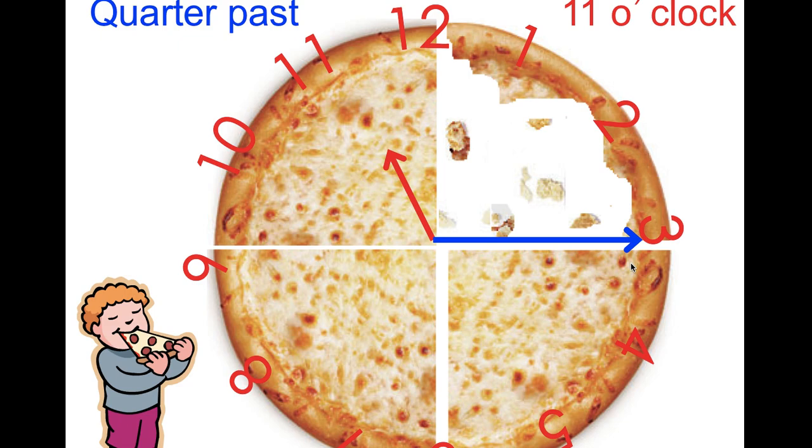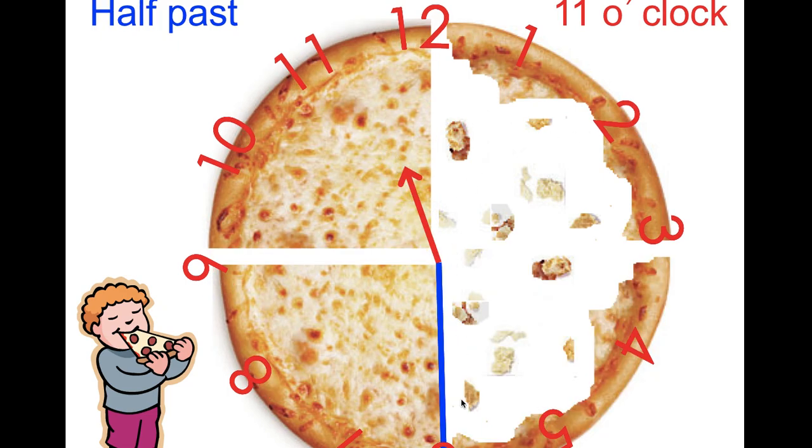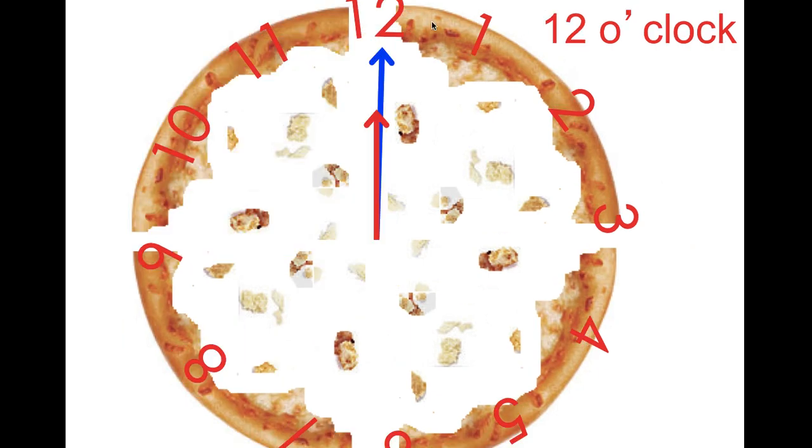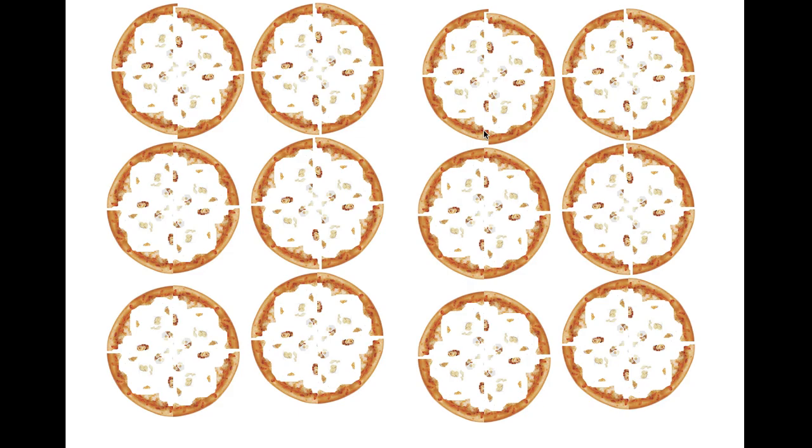At 11:15, we would say quarter past 11 because one whole quarter has gone by. At 11:30, we would say half past 11 because half of the pizza is gone. And at 11:45, we would say quarter to 12 because there's only 1/4 left until it becomes 12. And then it's 12 o'clock, and that's where we began. 12 whole pizzas eaten by Mr. Pizza Lover. He's probably so full right now.